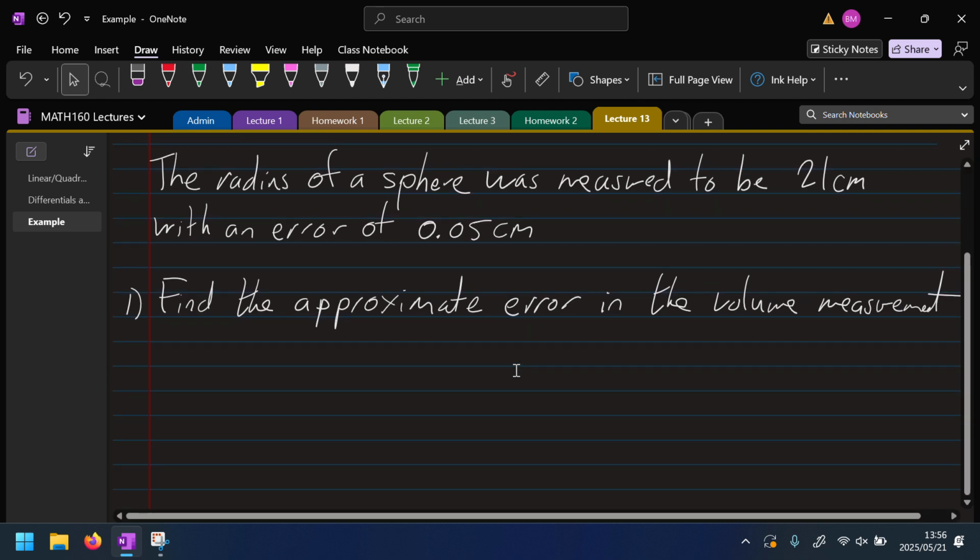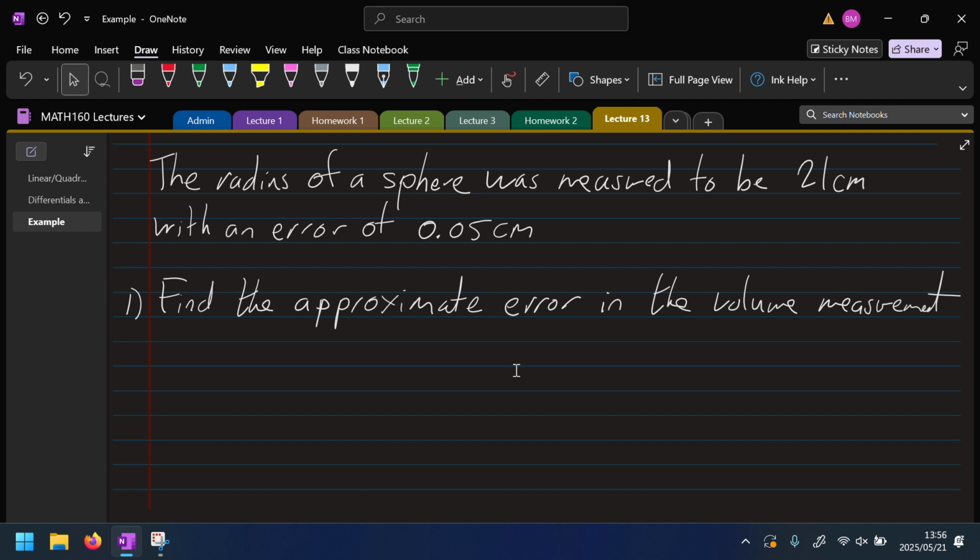Okay, what do we do? Well, we've got a sphere, it's got some radius, and we want to find the error in the volume. So let's start off with the volume formula. What's that going to be? Okay, that's the volume. Now we want to find the error in the volume. So that's going to be that differential dV. So we're going to write dV is, what's the thing we're measuring? The radius. So it will be dV by dr times dr.